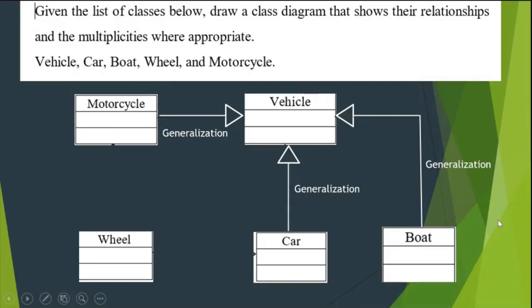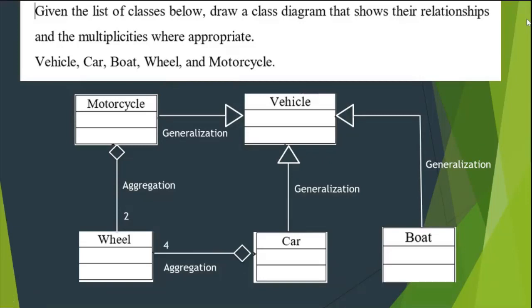Okay, look at the next one. What is the relationship between the motorcycle and the wheel? Remember, a motorcycle has 2 wheels. So we call it an aggregation relationship. Similarly, the car has 4 wheels. What is the relationship between car and wheel? The aggregation relationship. I hope you understand the concept of how we can make relationships between different kinds of classes, and how we can show their relationships using the symbols and also multiplicities.